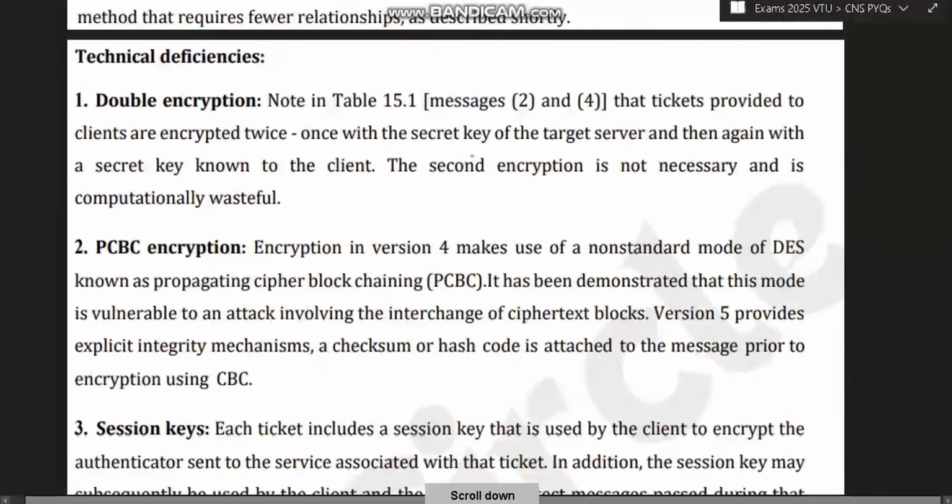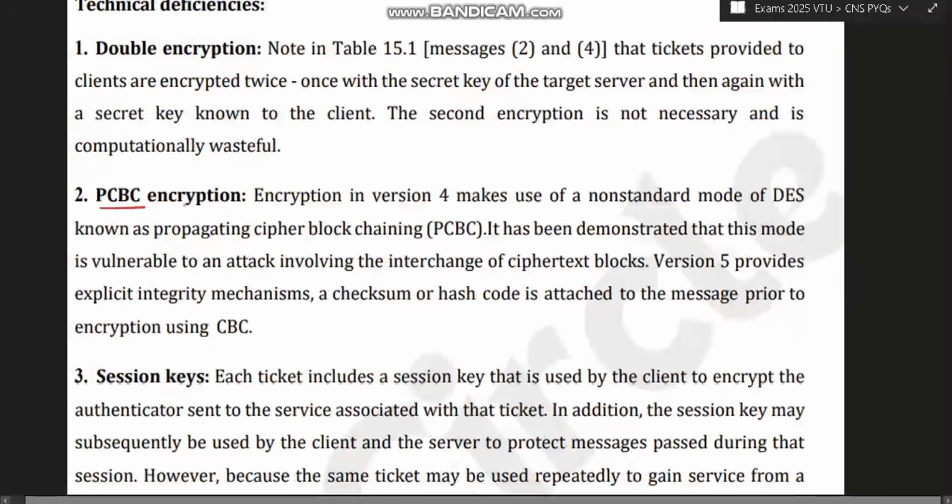Now coming to technical deficiencies: double encryption. The tickets in version 4 required double encryption. The second encryption is not necessary and is computationally wasteful, so it was overcome in version 5, where only a single encryption happens.